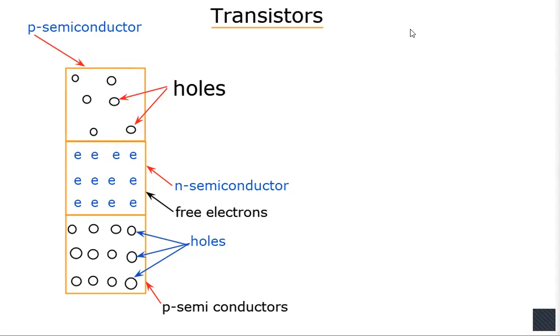Now, by looking at this diagram, there is another way to make a transistor. What is that method, dear? Here I have connected 2 p semiconductors to the ends of an n semiconductor. What is the other method, dear? We can have a p semiconductor in the middle and have 2 n semiconductors, top and bottom. Very good, excellent, dear.